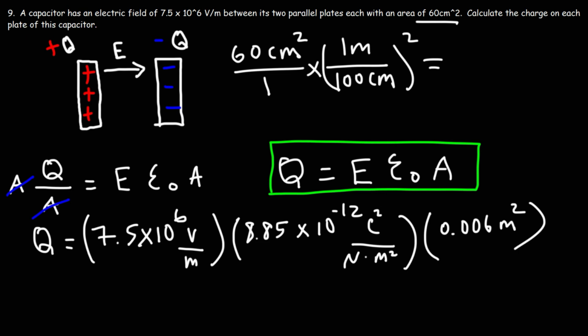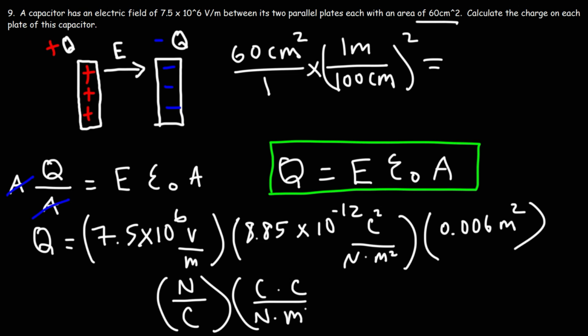Now before we get the answer, let's talk about the units here. Electric field can be calculated by taking the voltage divided by the separation distance, so it has the units of volts per meter. But electric field is also force over charge. If you remember my video on electric fields, it's force over charge, which means it also has the units newtons per coulomb. So electric field is in newtons per coulomb. The permittivity of free space is Coulomb squared, which is coulombs times coulombs, over newtons times square meters.